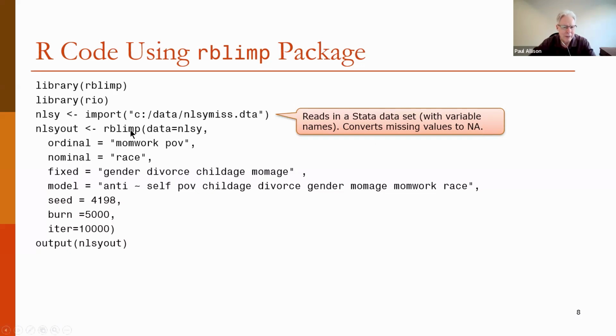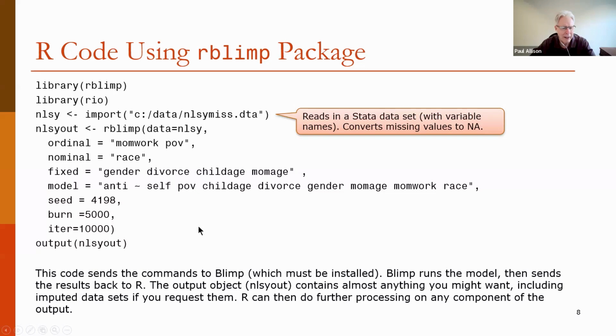Then here's the rblimp function. And each of the arguments in that function corresponds to one of the commands that we saw in BLIMP Studio. So we've got a data argument where we specify the name of the data set, ordinal equals, and then in quotes, the two variables that we want to specify as ordinal, nominal equals race in quotes. So all of these things have to be in quotes. Here's our fixed variables. Here's our model. And we specify the same seed number, same burn-in number, and the same number of iterations. And then to actually see the results, instead of using the summary function, we use the output function applied to the output object for nlsy_out.